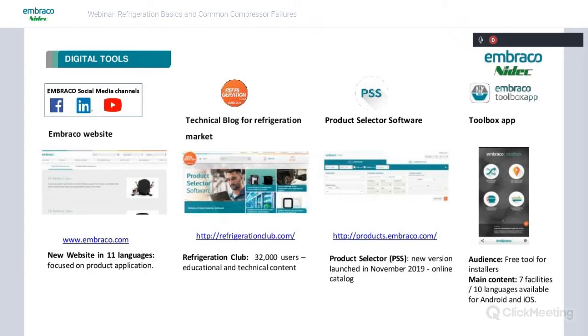We also have a blog for refrigeration technicians through the Refrigeration Club. You can see the website here, refrigerationclub.com. Basically, refrigeration technicians can go and talk about all manner of things refrigeration.